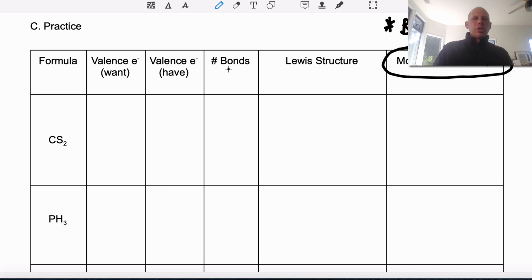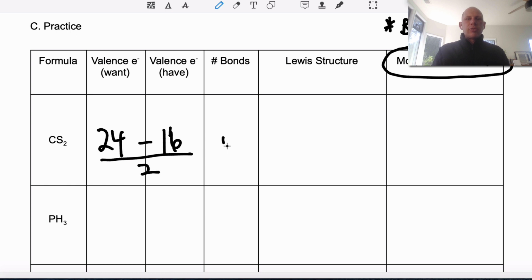Okay, so for CS2, I outlined it this way, valence electrons that it wants. Okay, so 8 here, 3 times is 24. Valence electrons that it has. Here we have 4 S2P2, and then we have 12. 12 plus 4 is 16. 24 minus 16 is 8. Divided by 2 is 4.